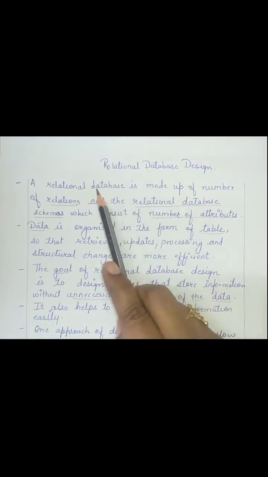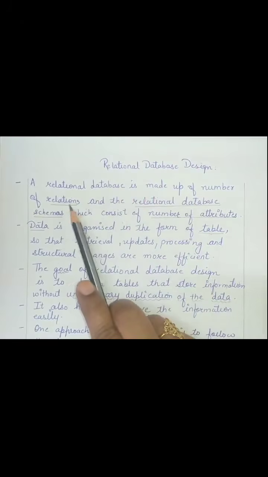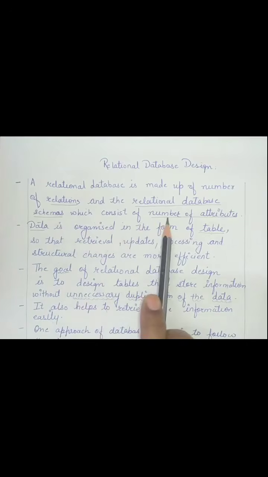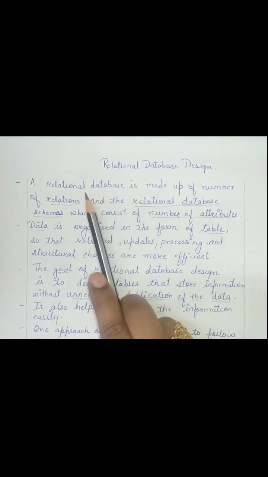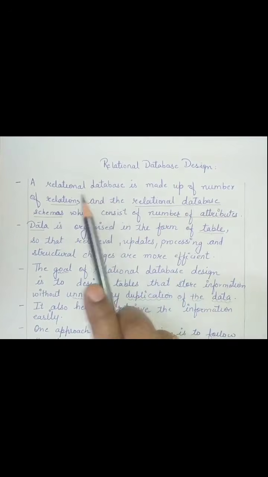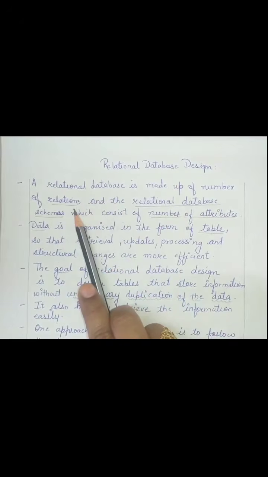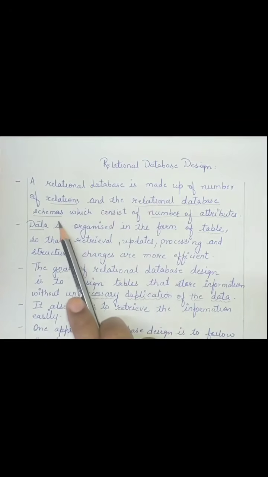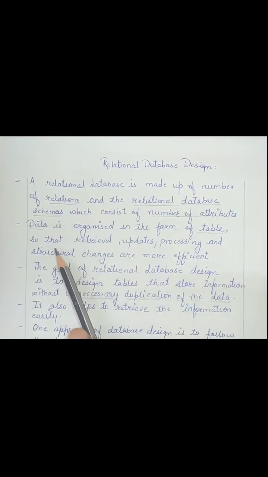So basically, a relational database is made up of a number of relations and the relational database schema, which consists of a number of attributes. Okay. So a relational database is made up of a number of relations, that is nothing but tables, right? And the relational database schema. What is the relational database schema? It is nothing but a skeleton structure or a blueprint which represents the organization of the entire database, right? And it tells how the tables are associated with each other.